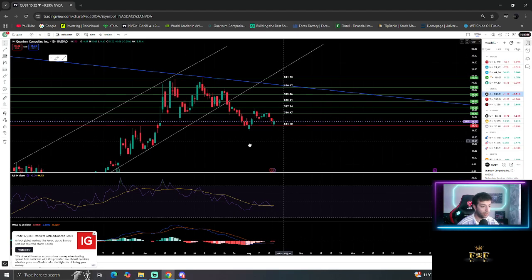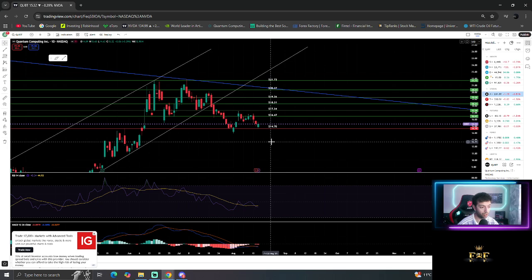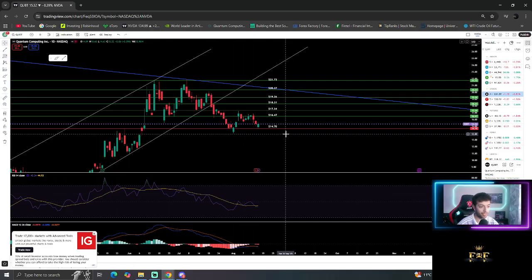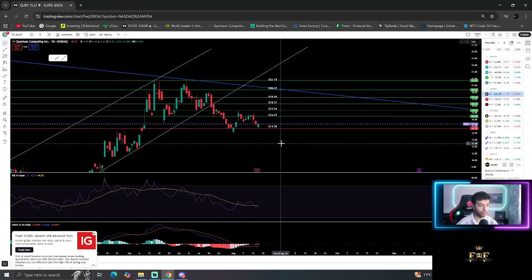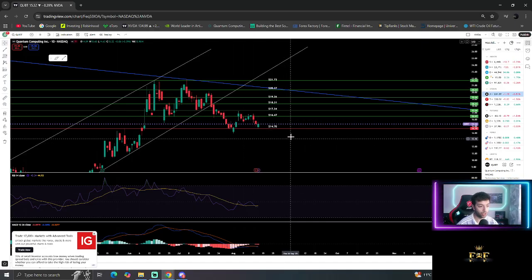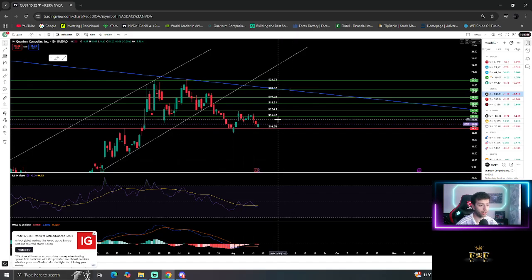Quantum computing closed with a bullish signal, a bullish candle, and it did retest the $14.70, but it came back up to and close to $15.32. Now we can actually trend between the level of $14.70 and $16.47, but if we do break above the $16.47, apologies about that, I just see loads of numbers here.